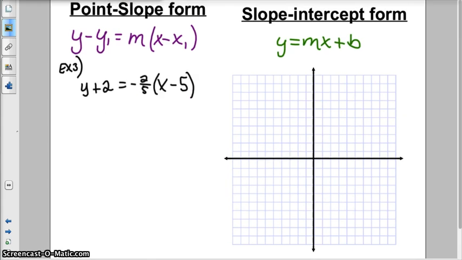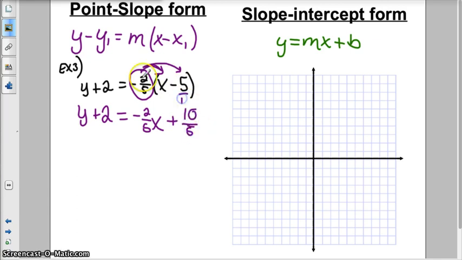All right, example 3. So this one, we are going to, again, distribute out the slope to both of those. So we're going to bring down our y plus 2 equals negative 2 over 5x. And negative 2 over 5 times negative 5 is positive 10 over 5. Remember, this is over 1, so multiply the tops, you get 10, multiply the bottoms, you get 5. We're going to reduce any fractions we can reduce, so I'm going to bring down my y plus 2 equals negative 2 over 5x plus 2, because 10 divided by 5 is 2.